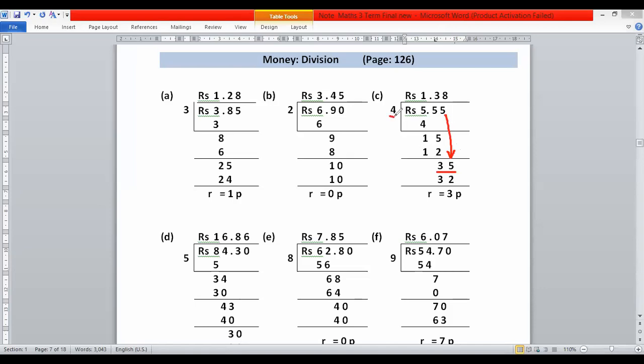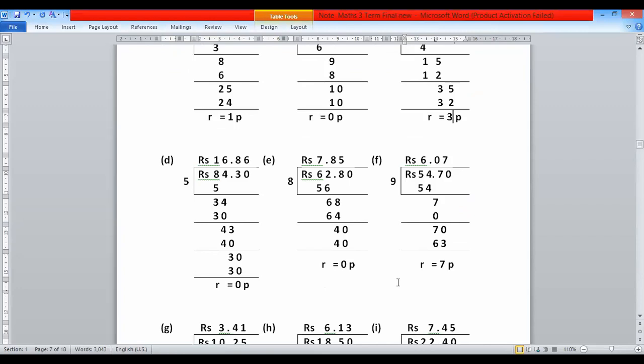So we count the table of 4. 4 eights are 32. And then at the end, we subtract 32 from 35. We get 5 minus 2. Answer is 3. 3 minus 3 is 0. No need to write 0 here and write R equal to, R stands for remainder. Remainder is equal to 3. And this P stands for paise. 3 paise are remaining. So in this way, you can solve part D, E, and F.